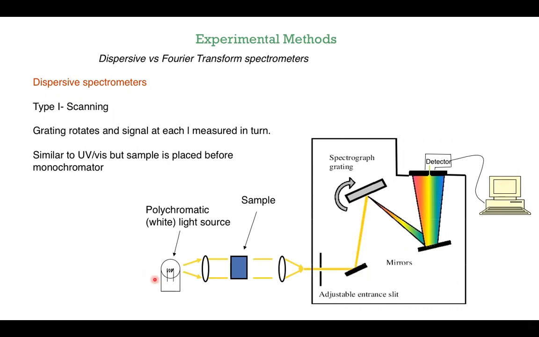So here is the polychromatic white light source. It's sort of like a bulb, so light goes in every direction. It is then focused onto the sample through a collimating lens, which creates parallel beams of light, which pass through the sample, and then those are focused into the spectrometer, where the monochromator will separate the wavelengths of light, so then we can measure them using the photodetector.